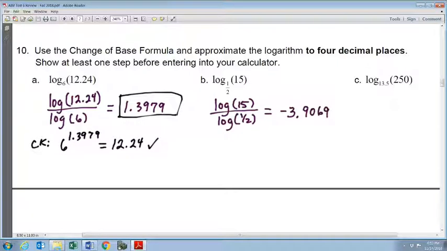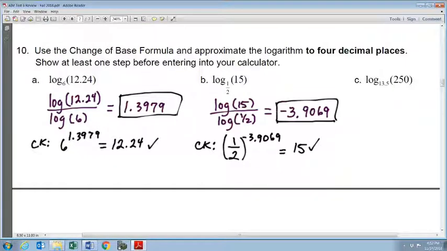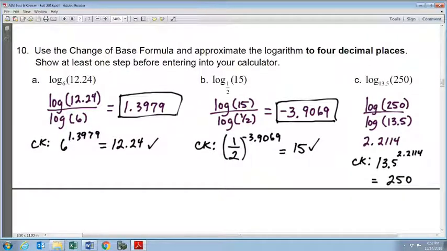And when you do that one, you should get negative 3.9069. And again, if you want to check it, 1/2 to this power should equal 15, and you can verify that it does. On letter C, it's going to be the log of 250 over the log of 13.5. When you plug that into your calculator, you should get 2.2114. And if you check that, it'll be 13.5 to this power equals 250, and you can verify that that does check. All right, let's look at number 11.